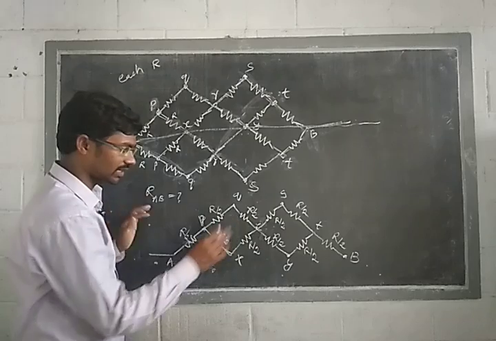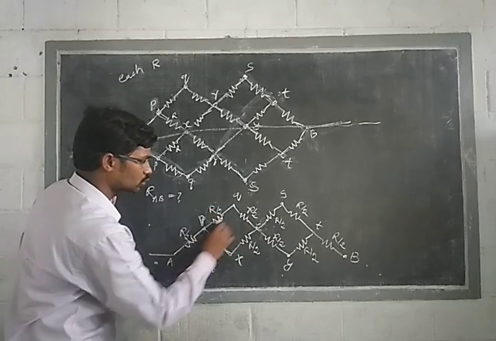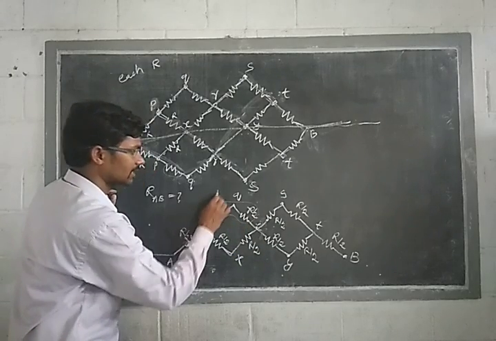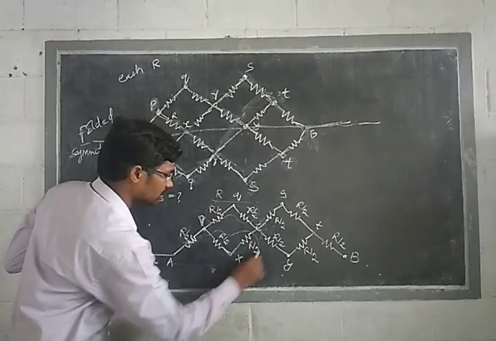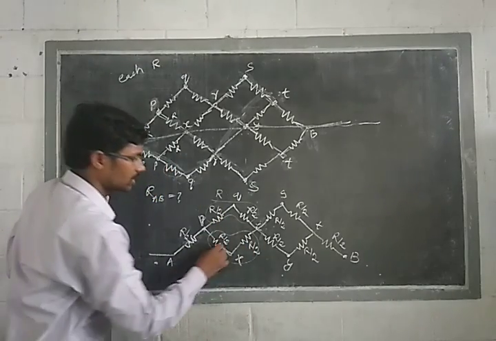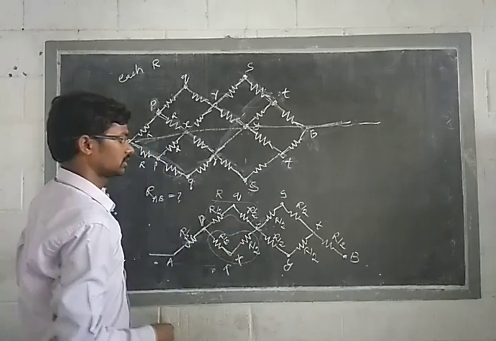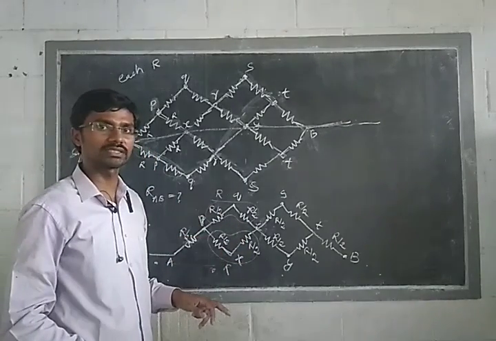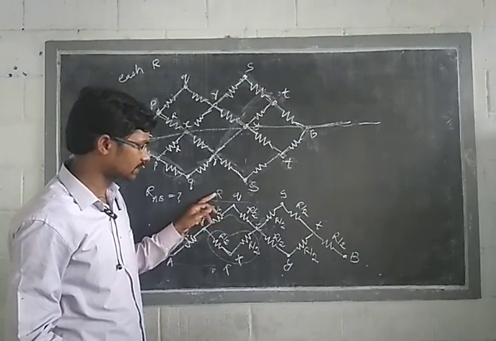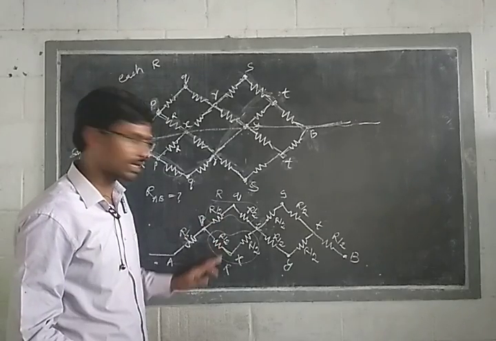Look at this one for each loop. This is one loop. These two are in which combination? Series combination. Then R by 2 plus R. Again, these two are in which combination? Parallel combination. R by 2 plus R is what? R. Then R and R in which combination? Parallel combination. Then what is the equivalent resistance? R into R by R plus R, R by 2.